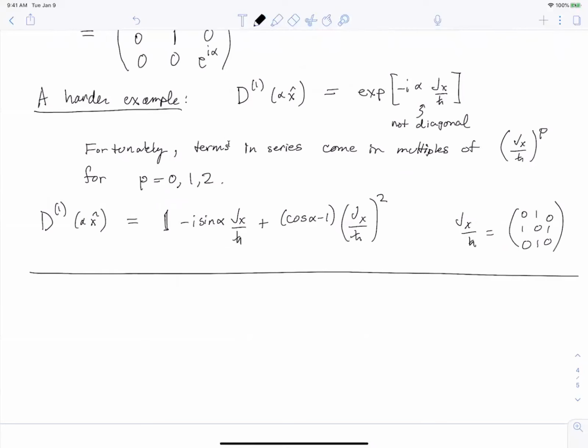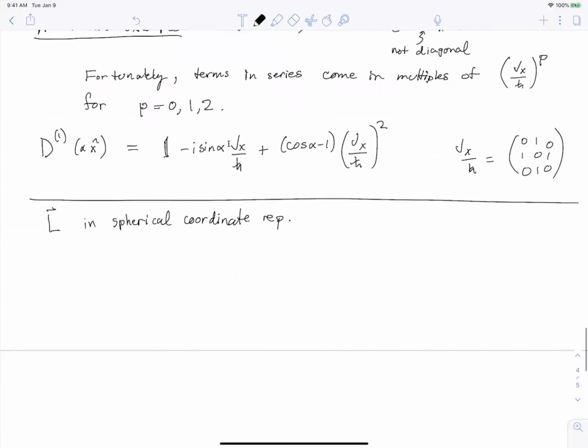Okay, so in fact, the next topic is that we're going to go back to orbital angular momentum, and we're going to work out its representation in the spherical coordinate representation. This is an alternative to the matrix representation, which is often very useful. What that means is we're working in a position basis. We have some position eigenstates.